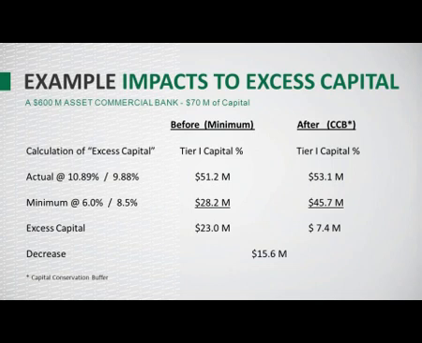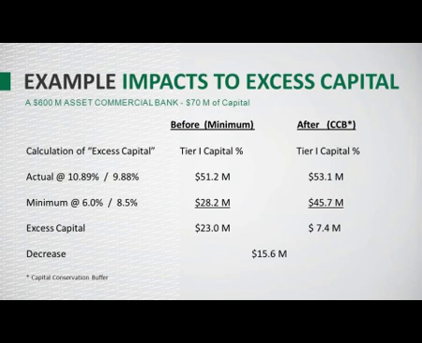51.2 million would be the actual capital level that's defined as Tier 1 before the change in regulations. The minimum level is currently defined at 8.5%, but being changed to 6% under the new guidelines, which gives the bank 28.2 million of existing capital as a standard.